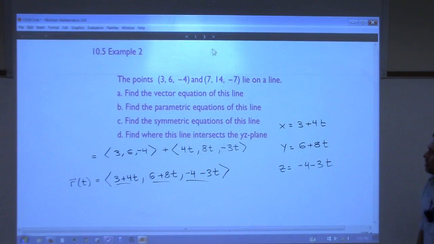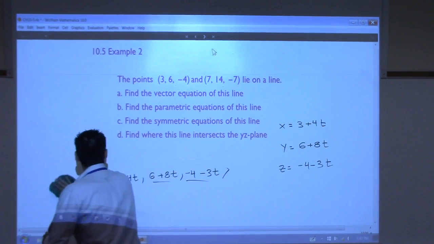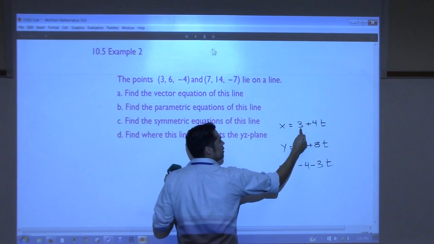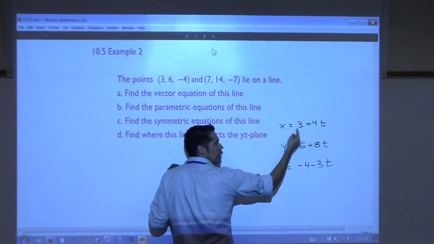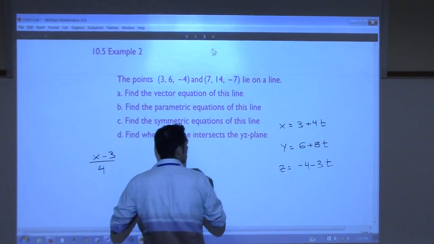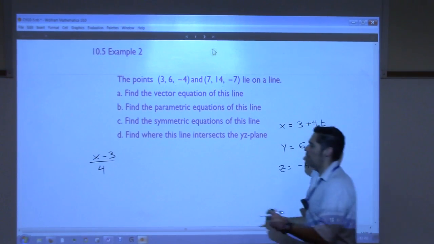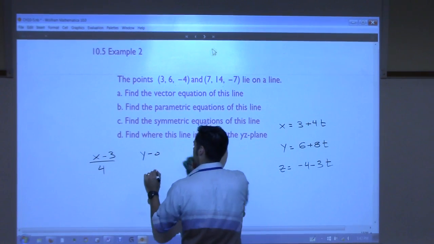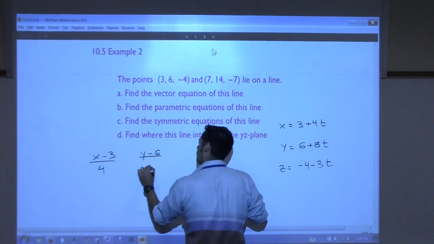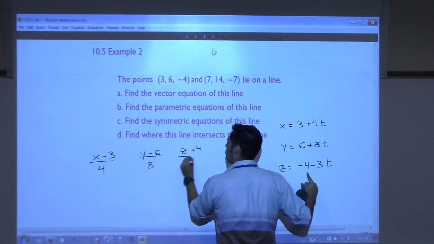All right, so now the symmetric equations. You get to solve these for t. So solve each of these for t, set them all equal to each other, and you're done. How about we solve the first one for t? What would you do here? Subtract 3, divide by 4. So we're going to get x minus 3 over 4. Okay, and then what about this one? Subtract 6, so y minus 6 over 8. And then last, z plus 4 over negative 3.